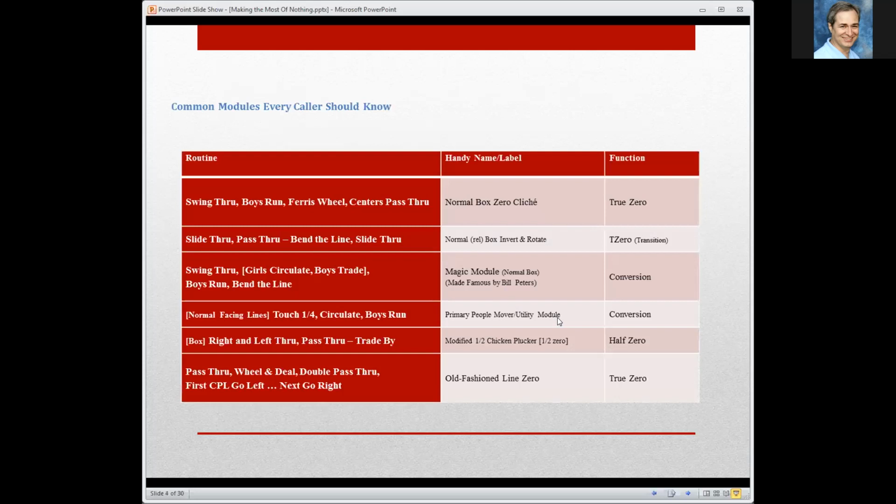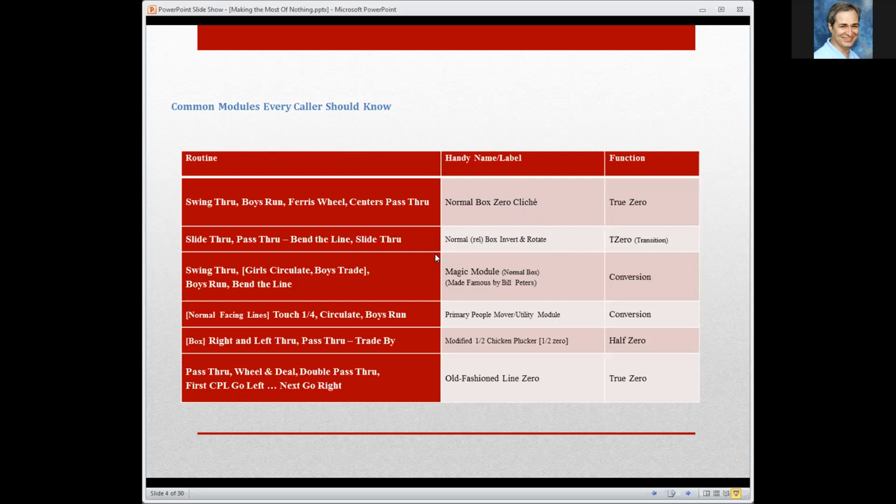So here are the foundation modules plus the invert and rotate module that Mel had presented before. So I put some kind of handy dandy name to some of these. Swing through, boys run, Ferris wheel, centers pass through from a box. I call that the normal box zero cliche. It's used a lot. It's kind of a cliche. Slide through, pass through, bend the line, and slide through, or equivalents for any of those calls. That's really what a lot of callers call the invert and rotate module.